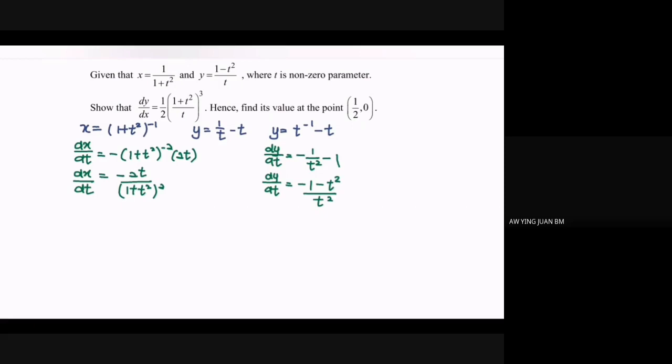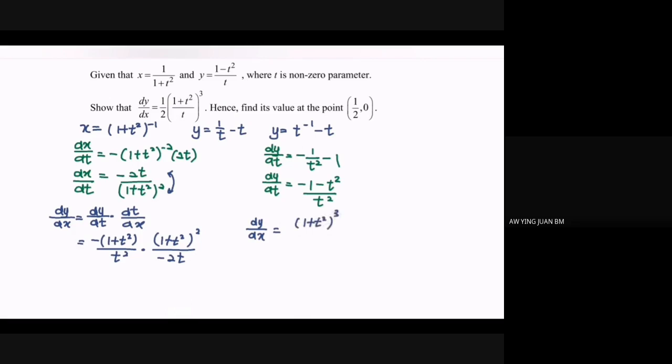Next, we're going to find the first derivative, where we will have dy/dx equals dy/dt multiplied with dt/dx. So substitute, we will have negative (1 plus t squared) over t squared multiplied with dt/dx. In this case, we need to flip the situation, so we will have (1 plus t squared) to the power of 2 over negative 2t. So finally, dy/dx will be equal to (1 plus t squared) to the power of 3 over 2t cubed.